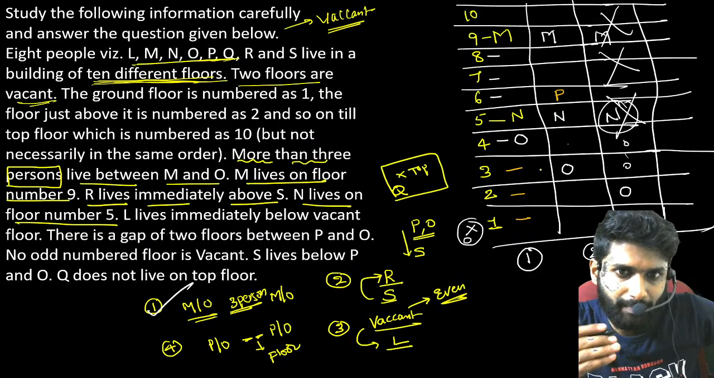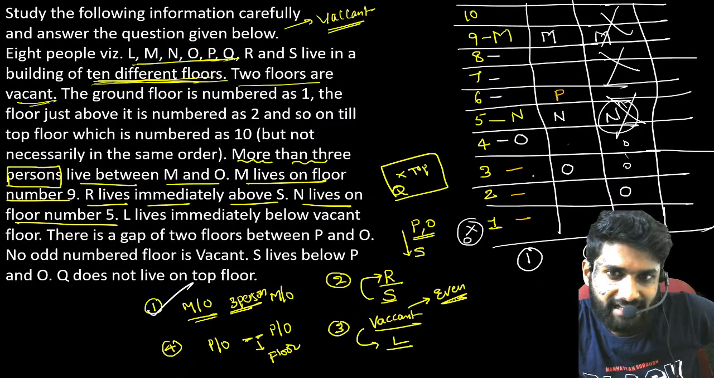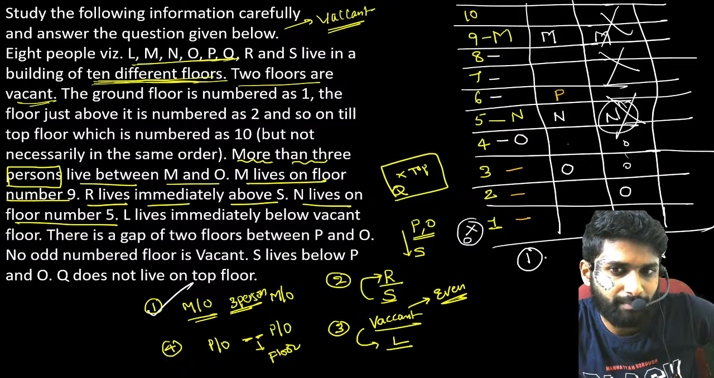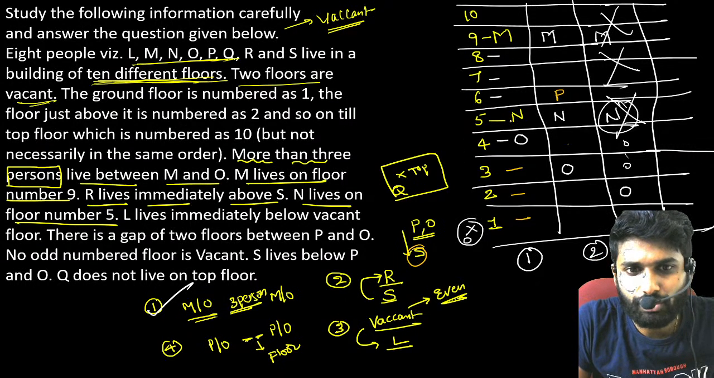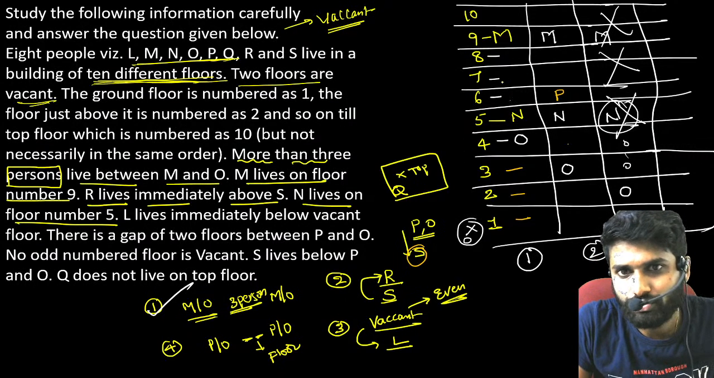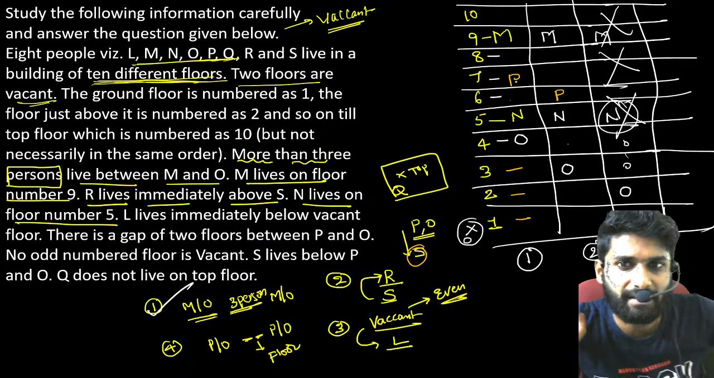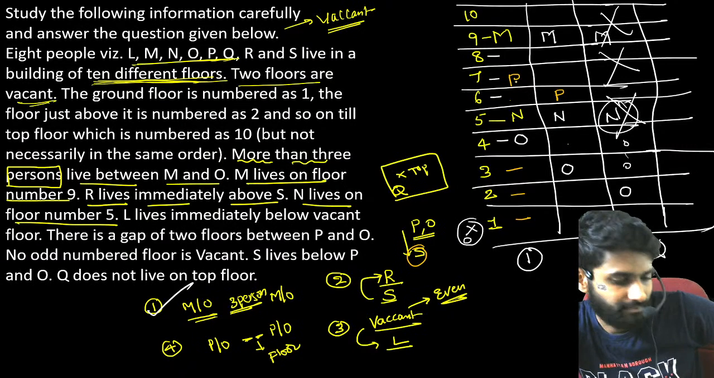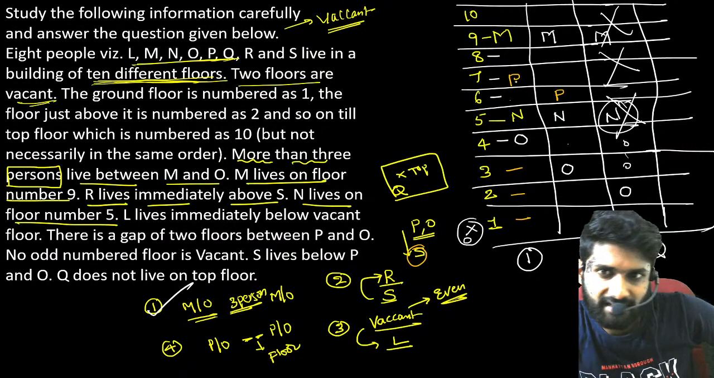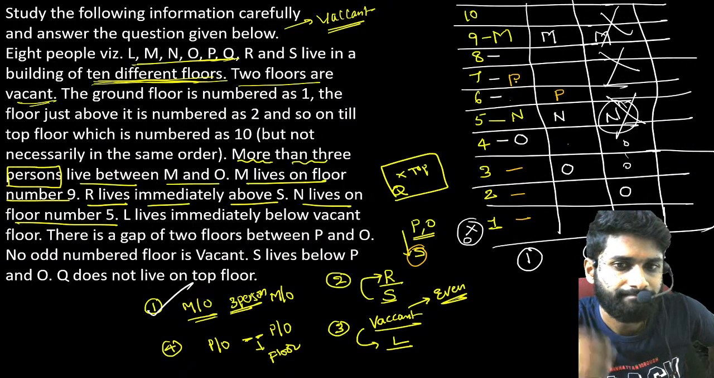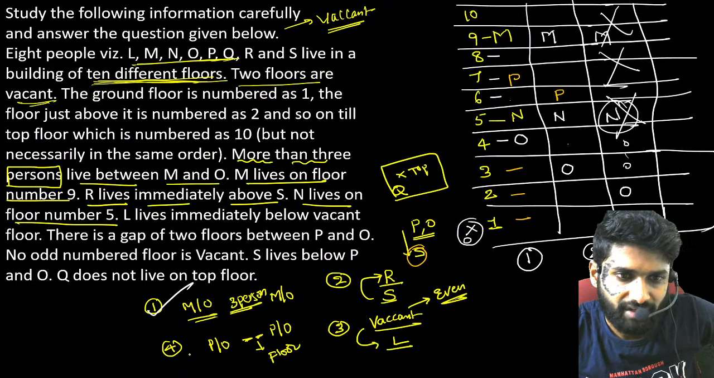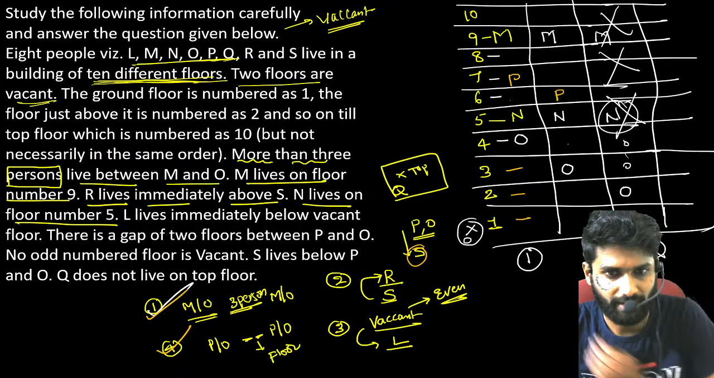So definitely we cannot place P below. Why? Because between P and O there are 2 persons. If you assume P is the first floor, there is no person below the first floor, but S must be below. That's why we can't confirm P below. See, that's why there are 2 floors between P and O. 1, 2. So I can confirm this is P. Is it clear? There is no chance of P below. P always lives above O. So you have completed the fourth point and the first point.